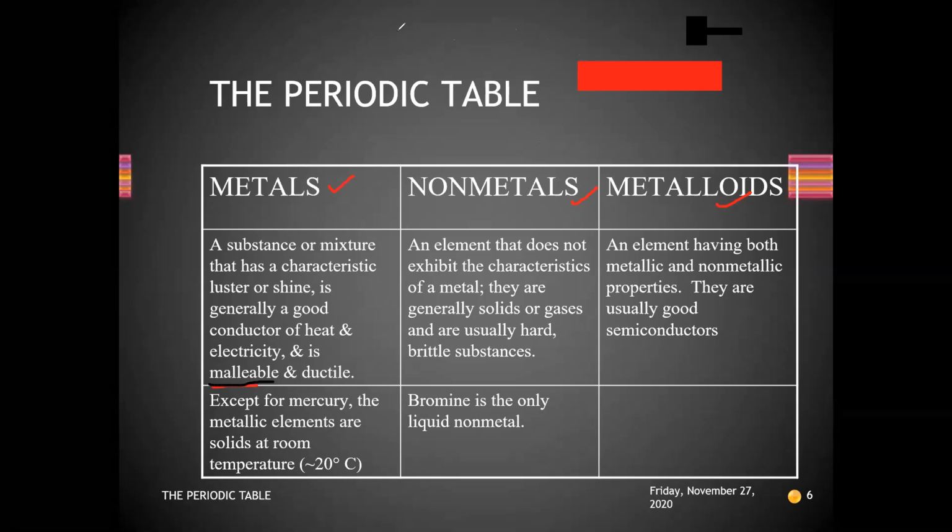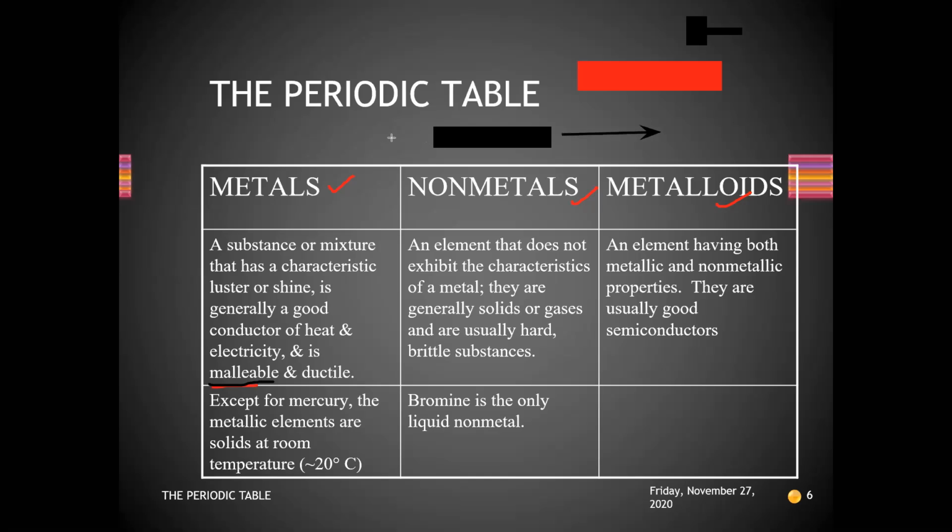And ductile means you can stretch them. If you have a piece or a bar of metal and you apply force, you can stretch it so you can make a wire. So if you can use it to make a wire, we call it ductile. So these are the general properties of metals.